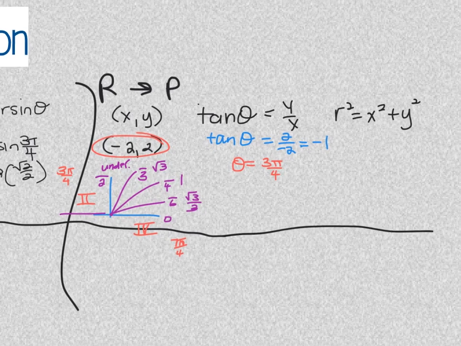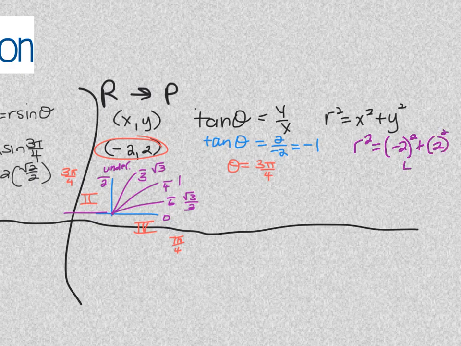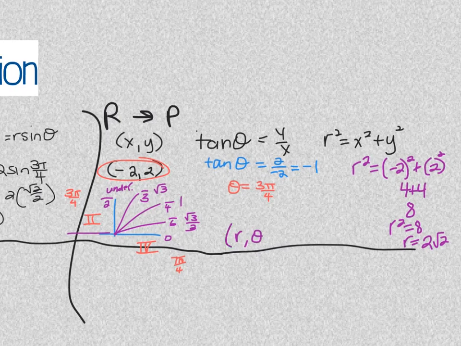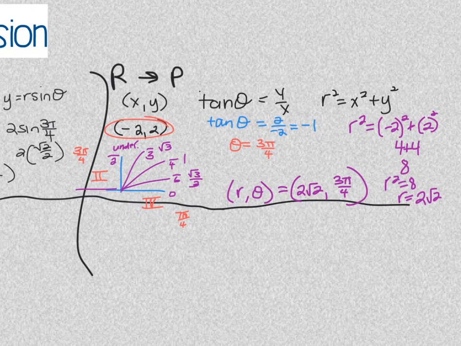And then I just plug in for r squared. So r squared equals the square of negative 2 plus the square of 2. 4 plus 4, which is 8. If r squared is 8, then r equals the square root of 8, or 2 root 2. On my answer, I will identify that it's polar by writing r, theta equals 2 root 2, comma 3 pi over 4.